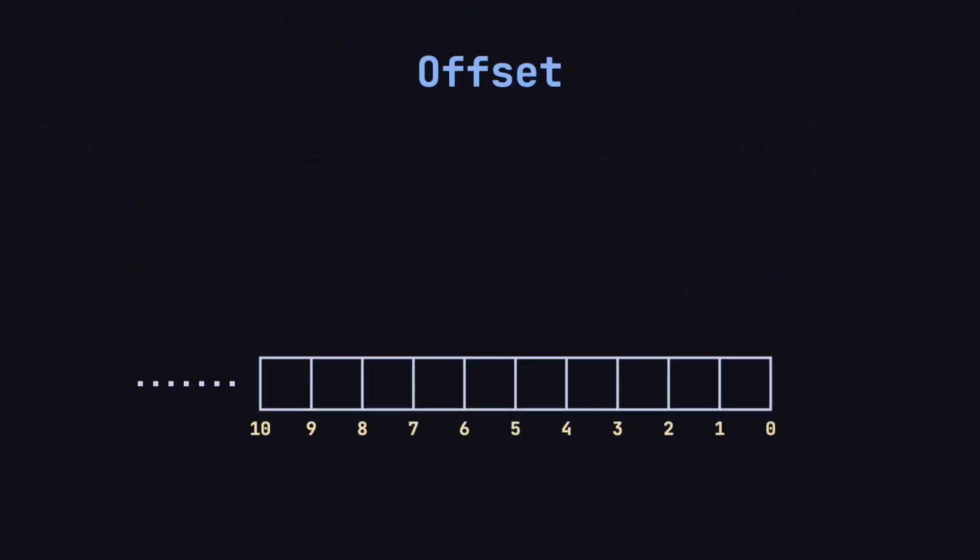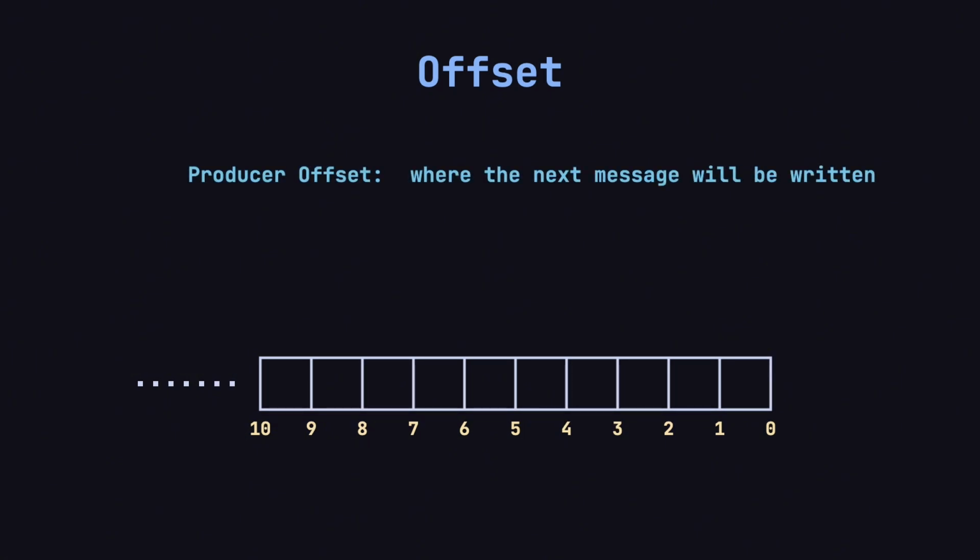Next, let's talk about offsets and some related concepts. To make this easier to understand, think of a topic as an array. Messages are stored in this array in sequence, and each position has a number. That's the offset. It's similar to the index in an array. There are two important offsets in Kafka: the producer offset and the consumer offset. The producer offset shows where the next message will be written, while the consumer offset indicates where the next message will be read.